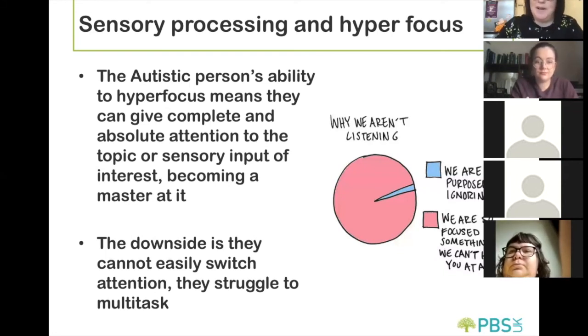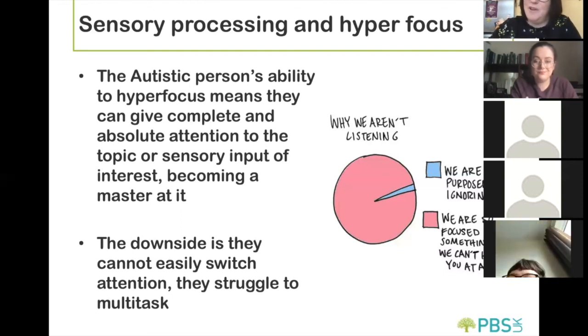Obviously, we know that people, particularly autistic people, can struggle to multitask. And yeah, in this example, people aren't necessarily purposefully ignoring you. Maybe sometimes they are, but quite often it's potentially because that person is so focused on the thing they're doing, or the need they're meeting through that particular behavior, that they can't hear you at all. They're not taking any other information in. So that's just a little bit of food for thought around that hyper focus.